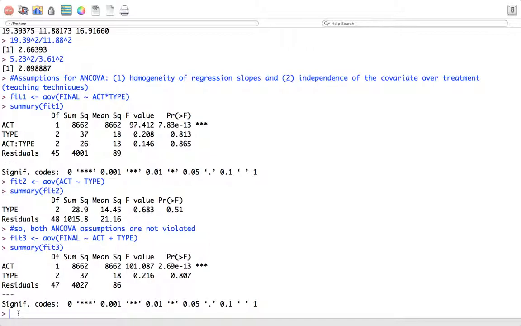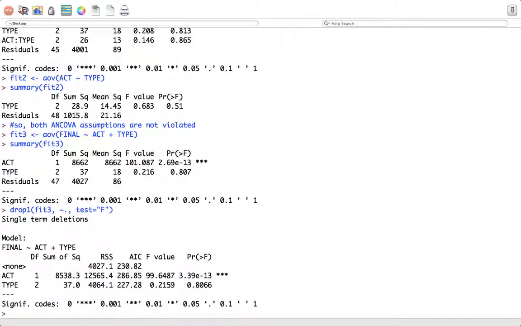p-values. So what I need to do is use the drop 1 function, like illustrated in previous videos and in class. And what this gives us is the more traditional type 3 sum of squares calculation method. Now, yeah, not a huge difference.